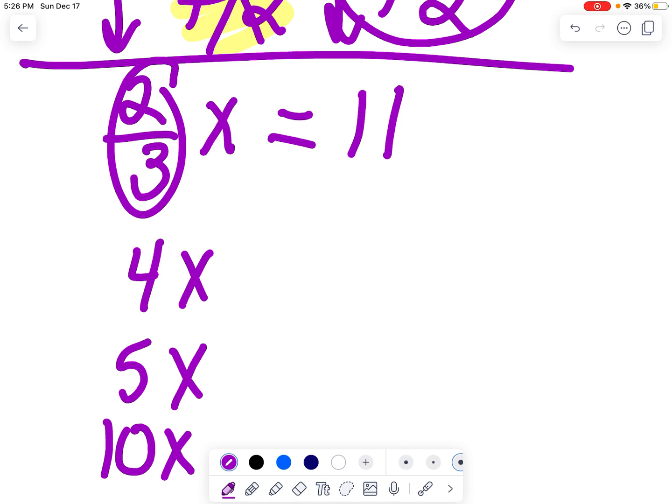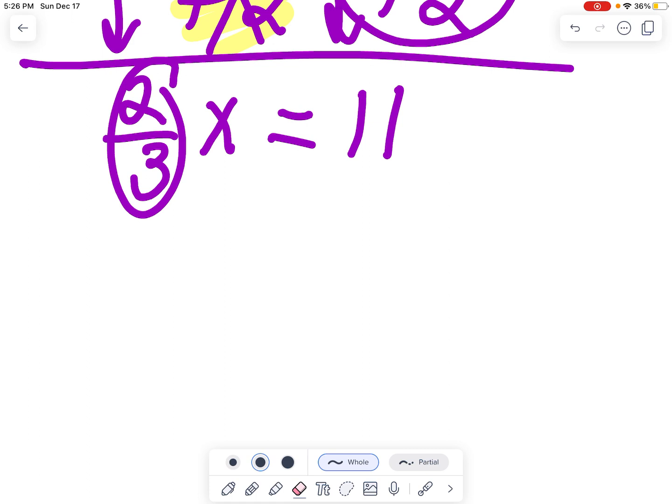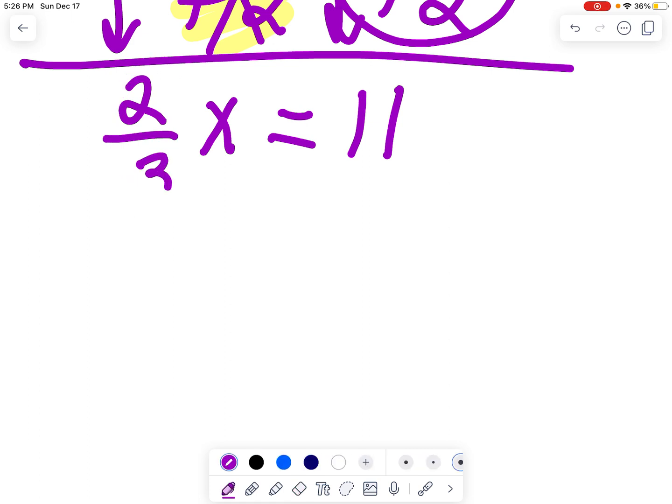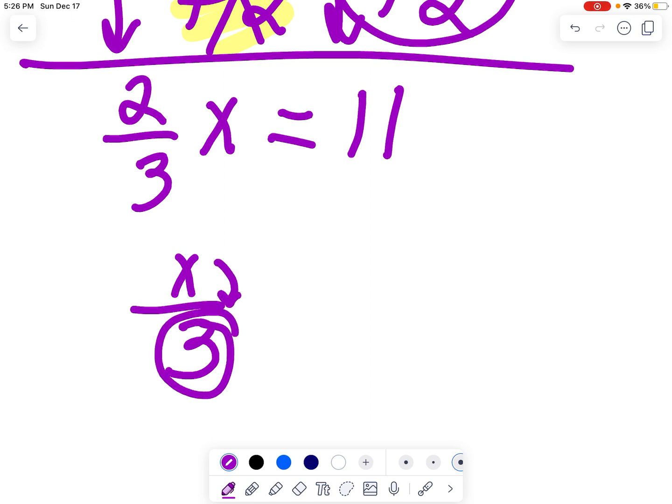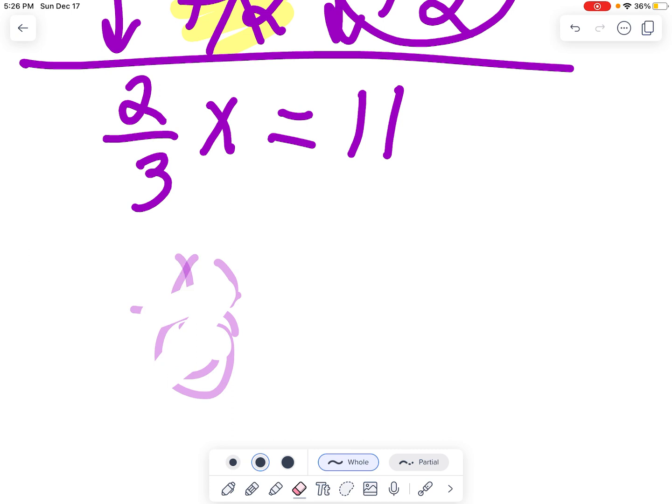It doesn't matter if it's a fraction. It doesn't matter if it's a whole number. They're next to each other. That automatically makes it multiplication. If you saw this, this is division because the x is being divided by 3. It's on top of the fraction bar. Here, the x is next to it.